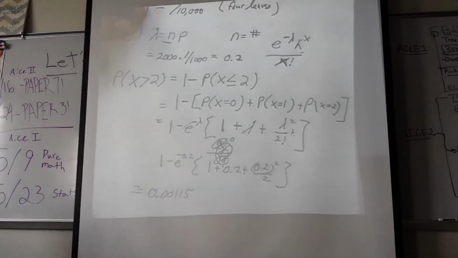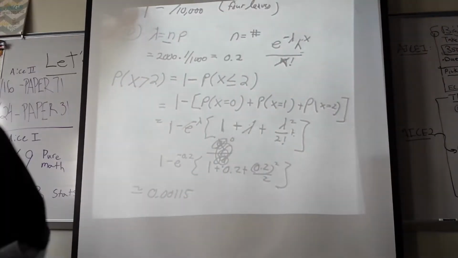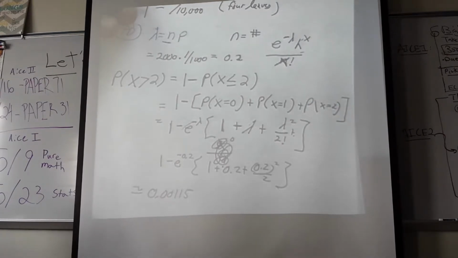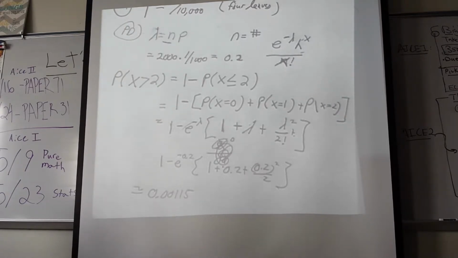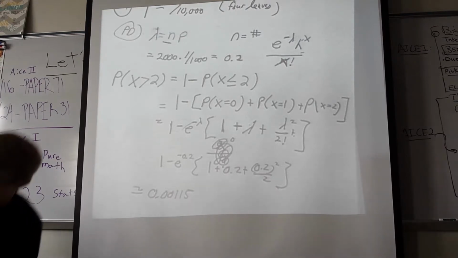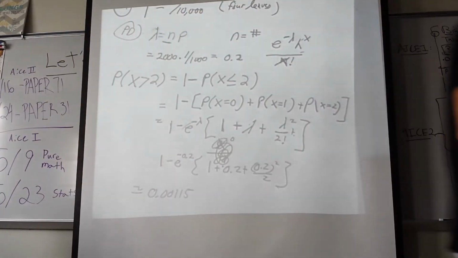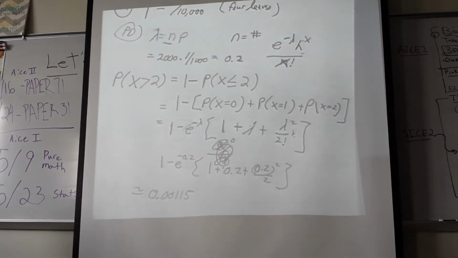But they never said three sig figs. I know. It says to give non-exact numerical answers correct to three significant figures, right on the front. All else fails, three sig figs. So 0.001... no, it's 0.00115, because the leading zeros are not significant.